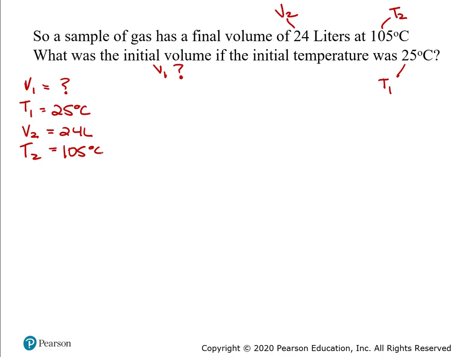Second thing to do, convert all temperature to Kelvin. Before you even go any further, all I have to do to go to Kelvin is add 273. So this is 298 K. This is 378 K, 105 plus 273. So figure out what your units are. Convert anything that's temperature to Kelvin.